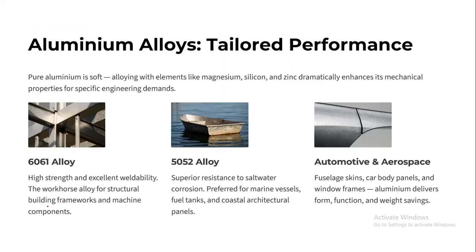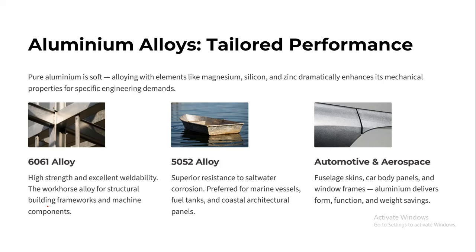Next one, what are the alloys of aluminium? Pure aluminium is soft. Adding alloying elements like magnesium, silicon and zinc dramatically enhances its mechanical properties for specific engineering demands. First of all, we can see 6061 alloy. It is a high strength and excellent weldability alloy, the workhorse alloy for structural building frameworks and machine components.